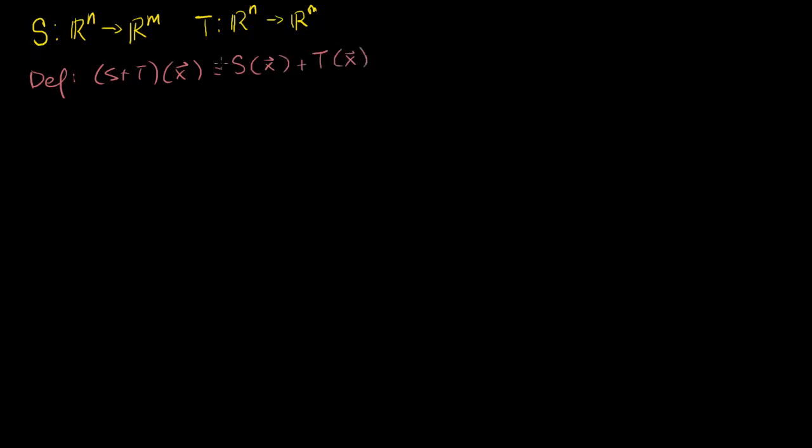And obviously, this is going to end up being a vector in Rm. So this whole thing is going to be a vector in Rm. So by definition, this S plus T transformation is still a transformation because it takes an input from Rn. It's still a transformation from Rn to Rm.